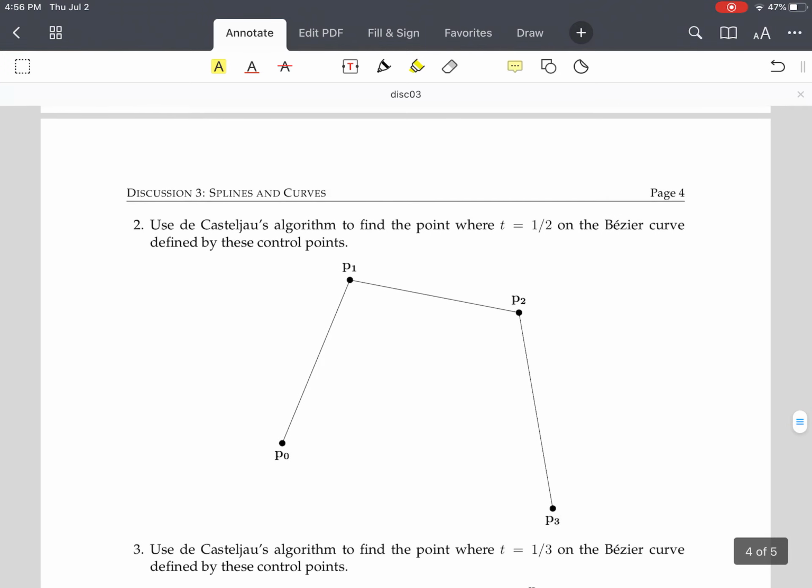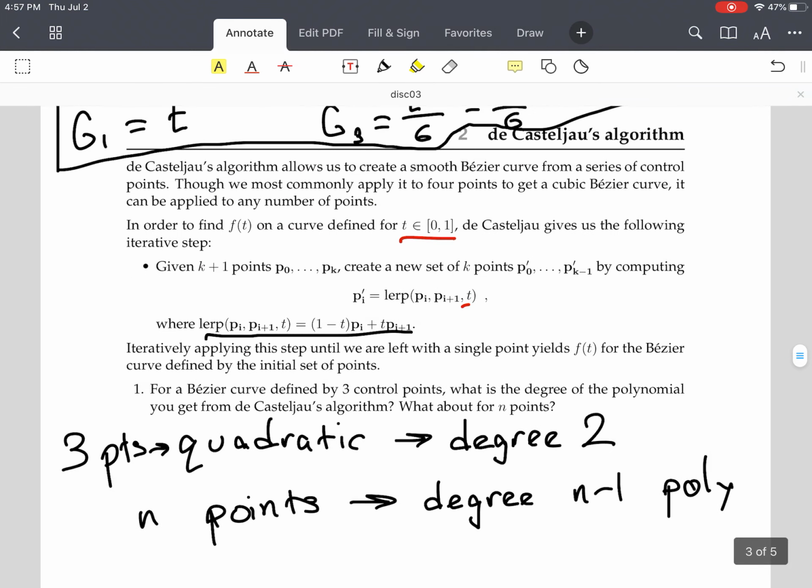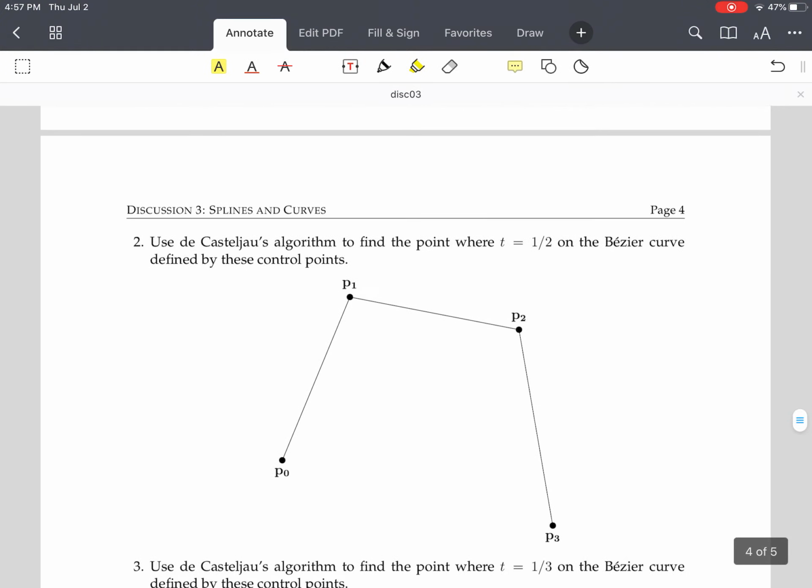So before we get into the math, let's do some visual examples of how this algorithm is used, just to give you some intuition on what's actually happening. I'm going to apologize in advance, my lines are not going to be super straight, but I think they'll get the point across just fine. We want to use this algorithm to find the point where t is equal to 1/2 on the Bezier curve. Now remember, what it does is a set of linear interpolations. Basically, in this case, with t equals 1/2, we're averaging. So what does that mean visually?